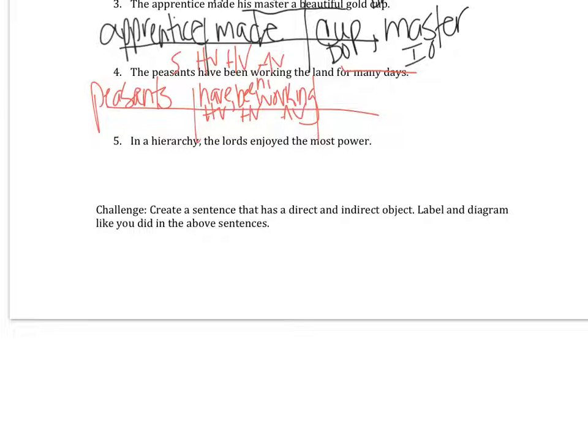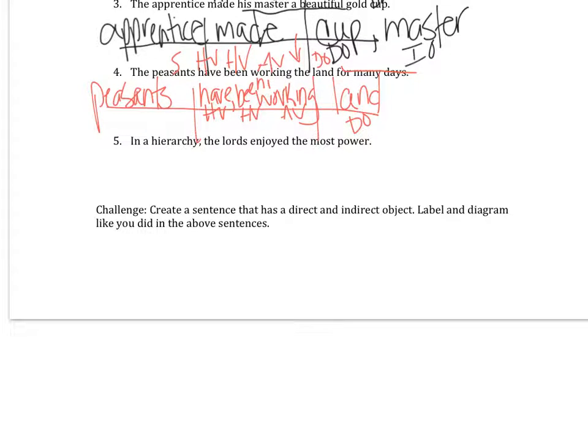Okay, after an action verb like working, sometimes you have a direct object. Let's see if we do. The peasants have been working what? What has been worked? The land. That is our direct object. Is there an indirect object? No, because it would have to be in between the verb and the direct object, and the only word there is the. So there is no indirect object. Remember, direct objects and indirect objects are always going to be nouns or pronouns, just like subjects are.